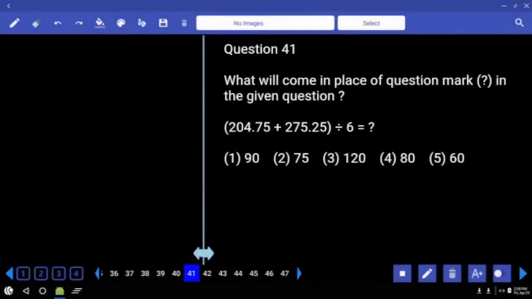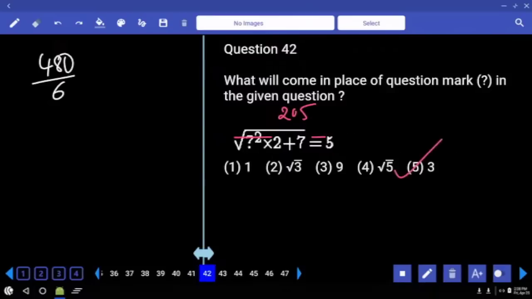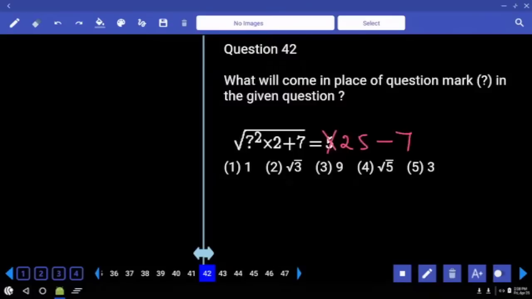41. Right, 0.5, 0.25 added to this number, 205, both becomes 480 by 6, 80. Squaring on both sides, right hand side number becomes 25, correct? 7 goes to the other side, which is 18, 2 cancelled, 9, which square is 9? 3 square.